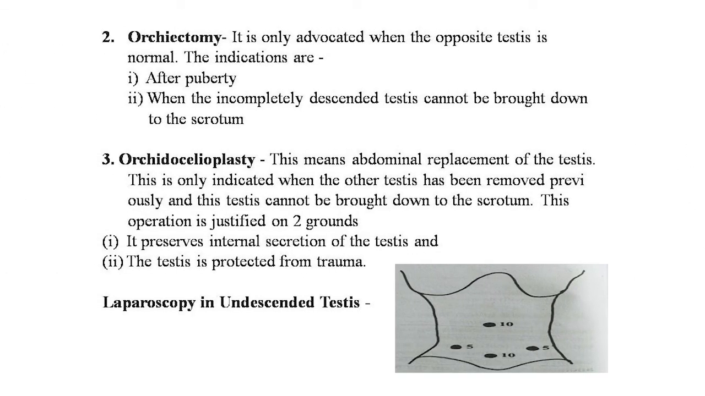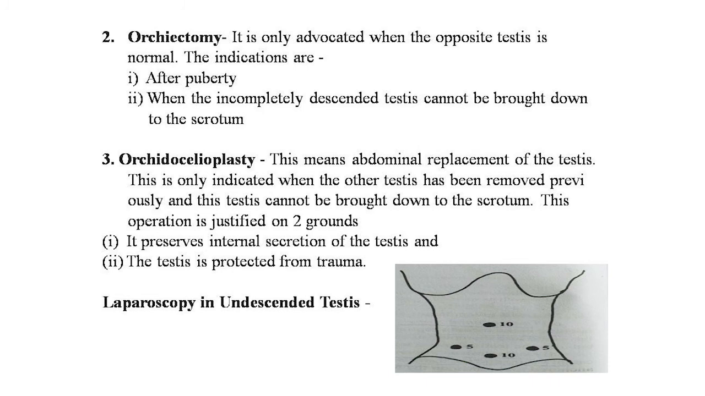Now the orchidectomy. It is only advocated when the opposite testis is normal. The indication is after puberty, when the incompletely descended testis cannot be brought down to the scrotum. And third is the orchidocelioplasty. This means the abdominal replacement of the testis. This is only indicated when the other testis has been removed previously and this testis cannot be brought down to the scrotum. This operation is justified on 2 grounds: it preserves the internal secretion of the testis, and second, the testis is protected from trauma. For this, the orchidocelioplasty is to be done.